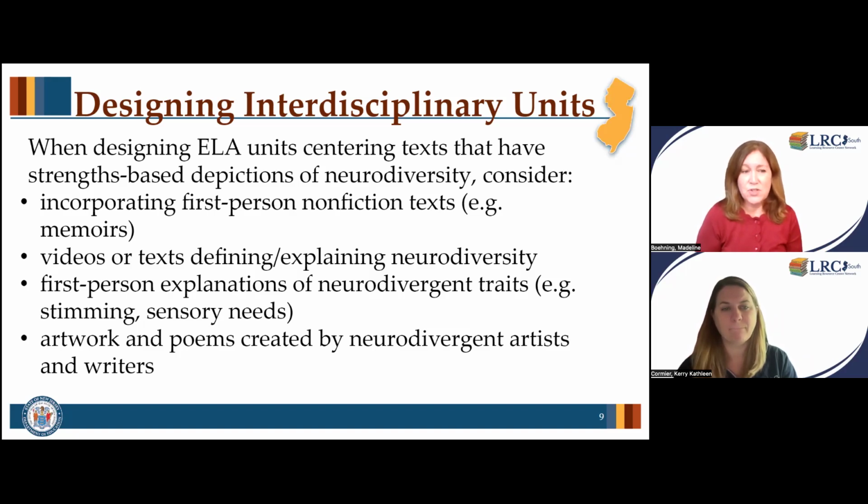Another option would be to include first-person explanations of neurodivergent traits. For example, maybe an explanation of stimming or sensory needs. And also including artwork and poems created by neurodivergent artists and writers.